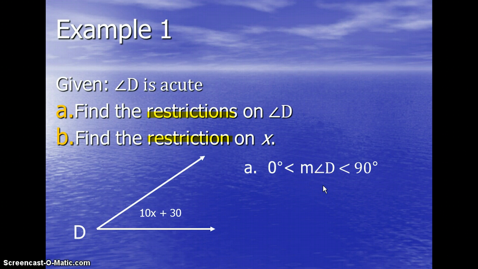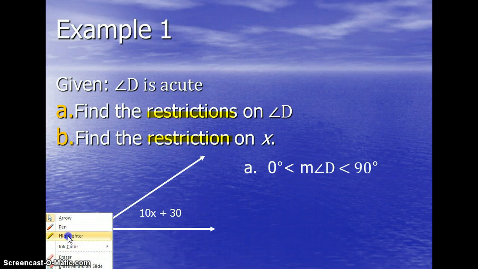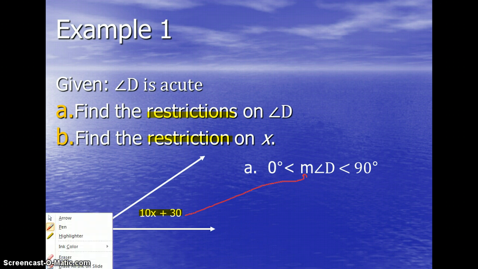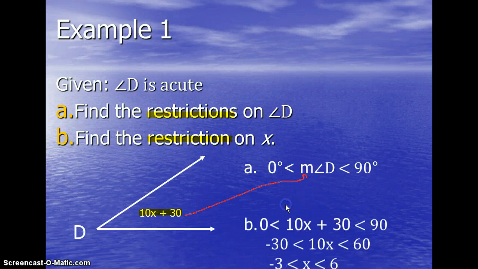For Part B, it says find the restrictions on x. A little different problem, but well, we know what angle D is. Angle D is 10x plus 30. So I'm going to take that 10x plus 30, and I'm going to plug it right in there for angle D. And then I'm going to solve my compound inequality.